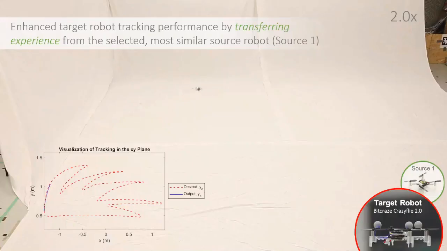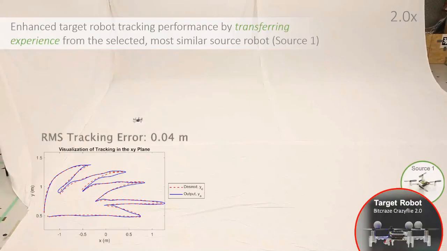Here's a short video using the inverse module from source 1 on a hand-drawn trajectory. The plot on the left shows the desired trajectory as the red dotted line, with the actual position of the quadrotor in blue. And on this trajectory, we had an RMS tracking error of 4 centimeters.